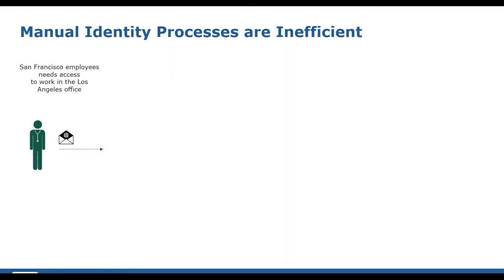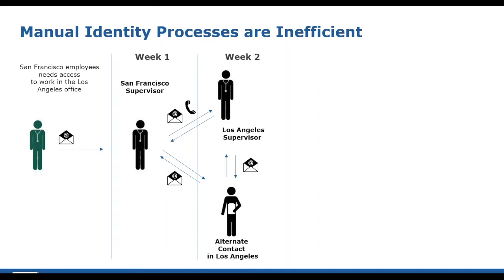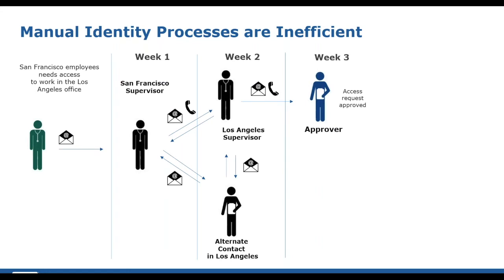So if you look at a new employee that wanted to visit another office, so a San Francisco employee wanted to go to an office in San Diego, or Los Angeles, sorry. They would need to make a request by email to the San Francisco supervisor. That supervisor would then have to contact the Los Angeles supervisor, or may have to contact another contact if that supervisor wasn't available. That would take, on average, a couple of days. Finally, they would get a response. They would get the approvals and the setup in the access control systems, and then that would be approved.